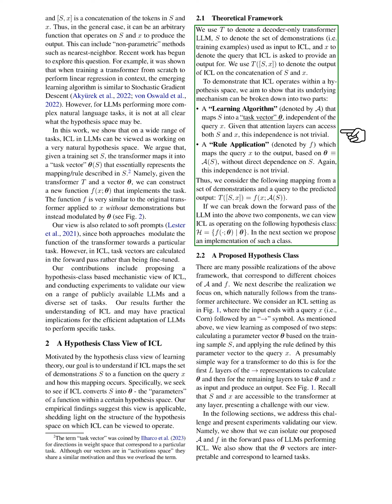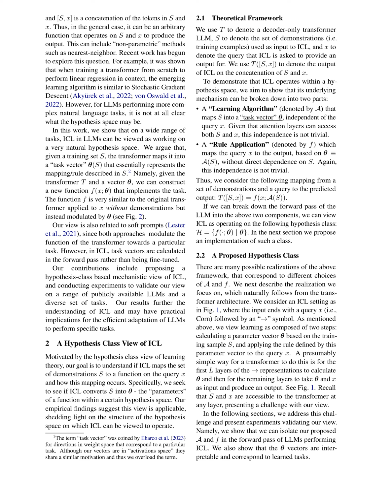The output of ICL on the combination of the examples and the question equals the rule application of the question and the learning algorithm of the examples. If we can break down the forward pass of the LLM into the above two components, we can view ICL as operating on the following hypothesis class: the set of all rule applications of a variable and a parameter. In the next section, we propose an implementation of such a class.